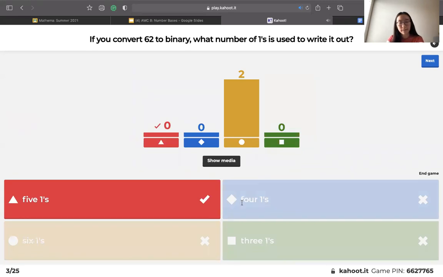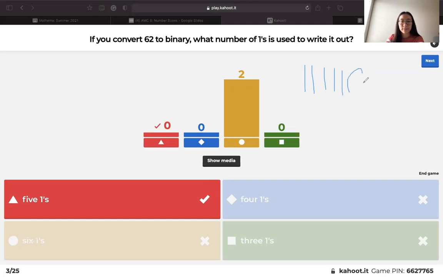All right, the answer to this is actually 5 ones. If you convert 62 all the way out into binary, there's going to be a 1 in the 32s place, 1 in the 16s place, 1 in the 8s place, 1 in the 4s place, 1 in the 2s place, and a 0 in the 1s place because it's even. So that's 5 ones.